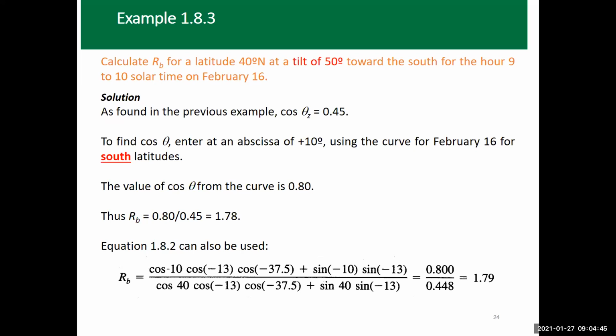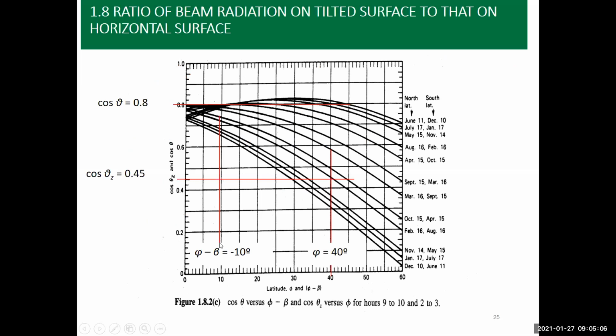The value of the tilt angle does not affect the zenith angle. So the zenith angle is going to remain the same as we did in the previous example. What's going to make a difference is the value of phi minus beta, which here is going to be minus 10. Because it's minus 10, I have to go to the figure here. Definitely the value of theta z, as I mentioned, at phi equal to 40, a vertical line with 16th of February, then you get the value of cosine theta z here.